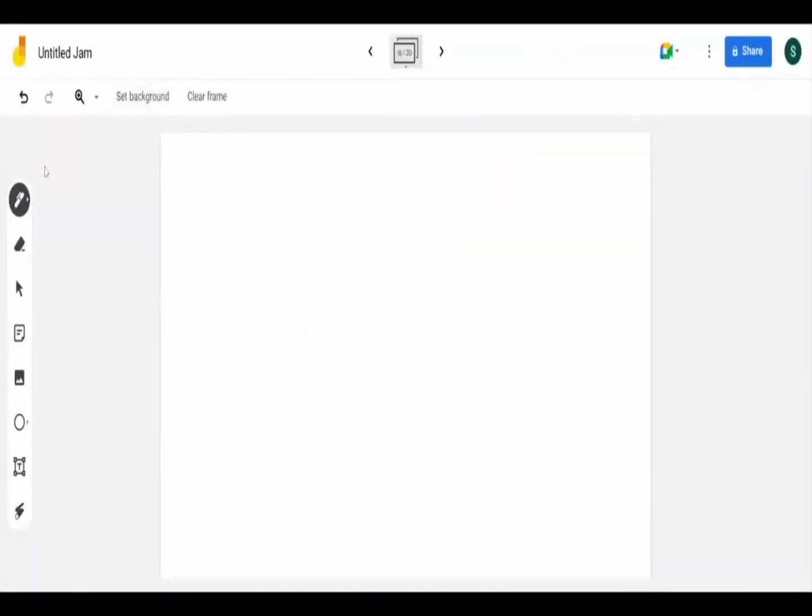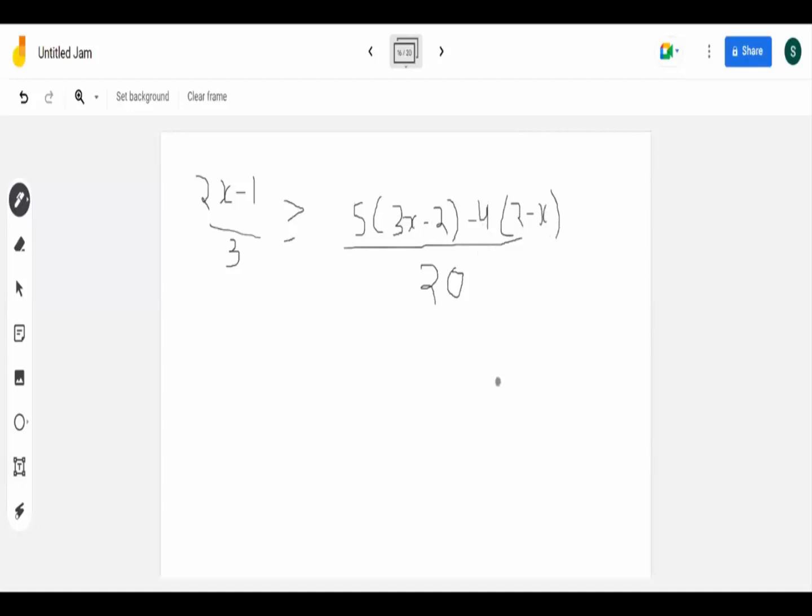Keep the LHS as it is, (2x minus 1) by 3, which is greater than or equal to, taking the LCM of the right hand side gives us 5 and 4, 20, and 5 times (3x minus 2) minus 4 times (2 minus x). So what I did is just take the LCM on the right hand side, 5 and 4, 20, and cross. You know how to take the LCM, right?